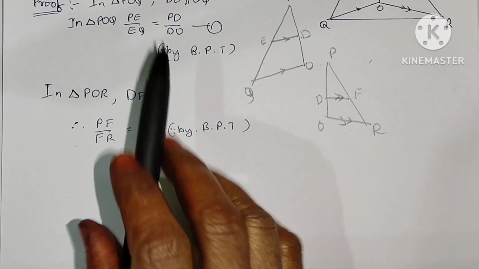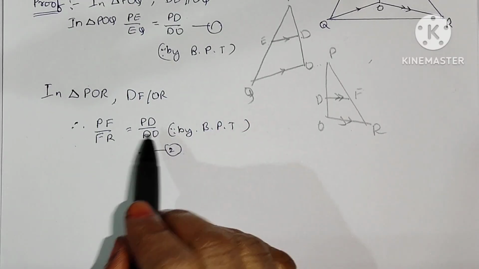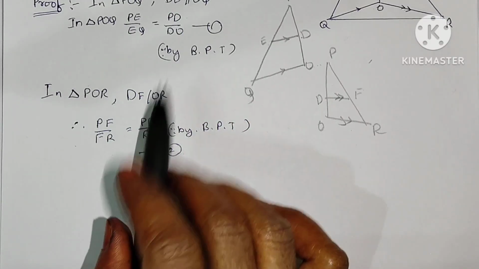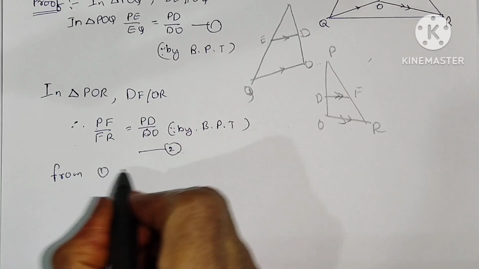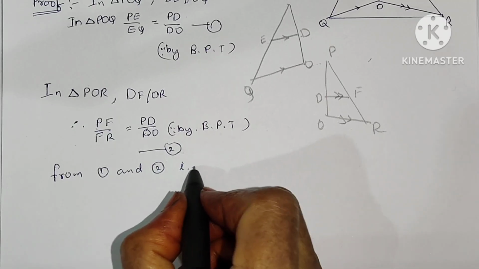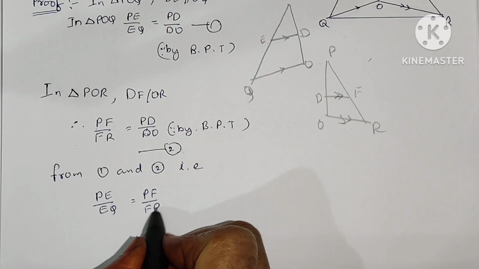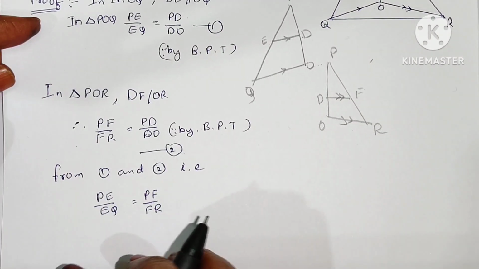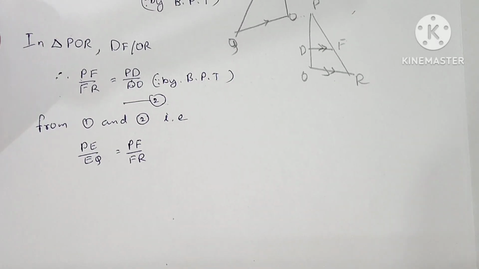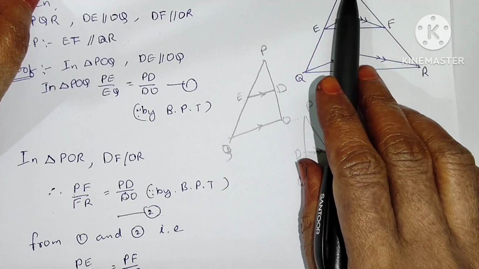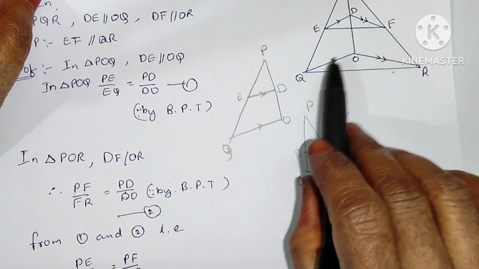So we observe from 1 and 2: PE by EQ equals PD by DO, and PF by FR equals PD by DO. So right hand sides are equal, which means these two are equal. So from equations 1 and 2, PE by EQ equals PF by FR. These two are equal, thus the line EF divides the two sides PQ and PR in the same ratio, so automatically the third side is also parallel. EF is parallel to QR.